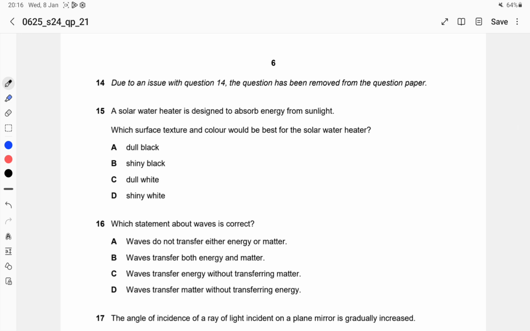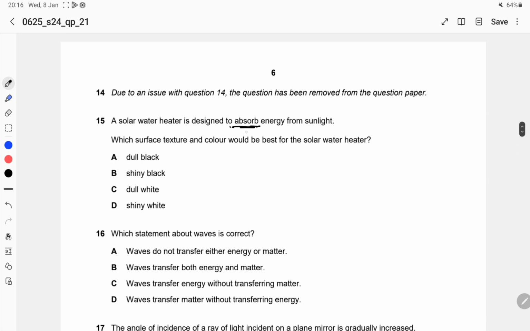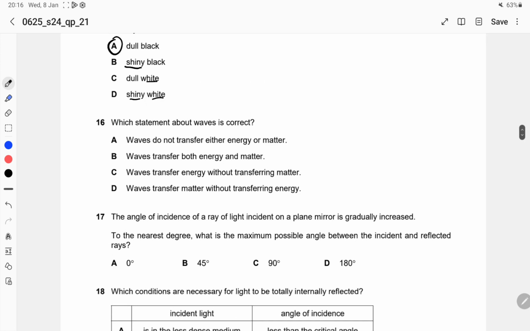14th, there's no question. Okay. 15th, a solar water heater is designed to absorb energy. Good absorbers. Which surface texture and color would be the best for this solar heater? We know anything that is black and has a rough surface is going to be a good absorber. So anything that is shiny is out and anything that is not black is out. So you're left with A.